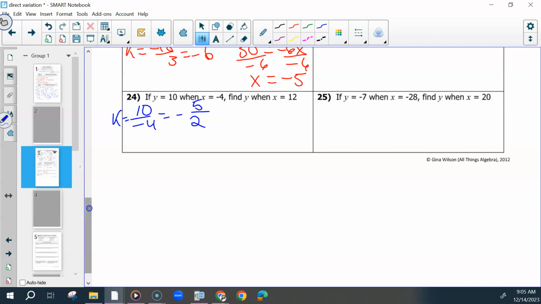What's our next step? Set up the equation. How would we set it up? Y equals negative 5 halves times 12. After you find your k, you're always going to put it back into your y equals kx. What is your y value? Negative 30. And 12 over negative 30 should simplify to negative 5 halves. So you guys could check that if you so choose.